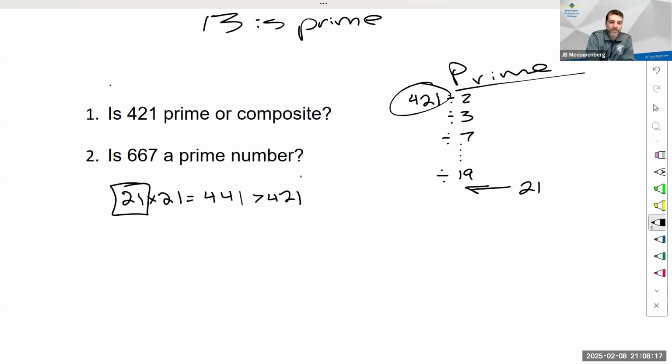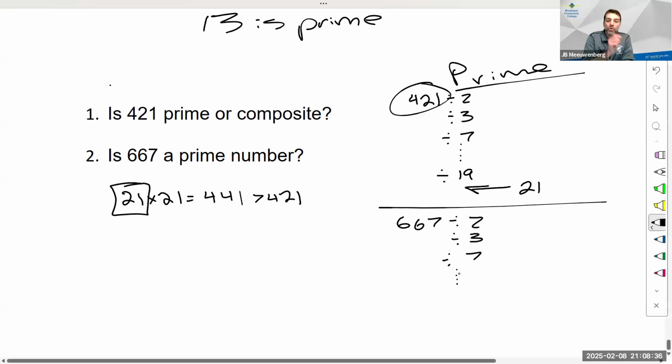All right. So all this rule, this prime number test, it's all about finding what that highest prime number is, or that last one that you need to check. What about 667? Okay, 667. Well, same thing. 667 divided by 2, divided by 3, divided by 7. Keep going. When do we need to stop?